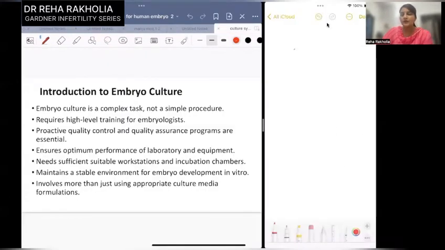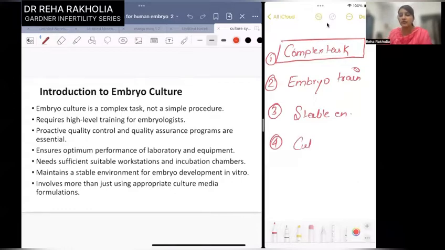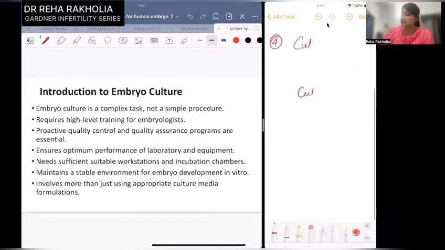Culture system of human embryo is a complex task. It requires training of embryologists, and human embryo culture needs a stable environment. It is beyond media formulation. It does not only include culture media. Whenever we talk about culture, we think that it talks about culture media, but that's not true. What all does the culture system contain?